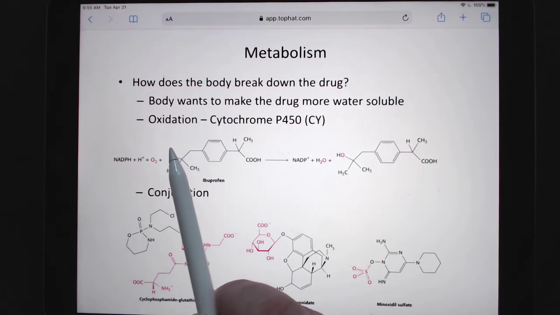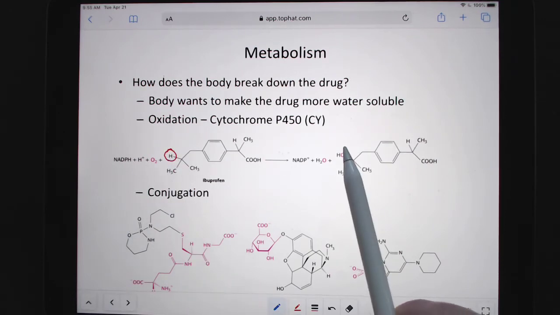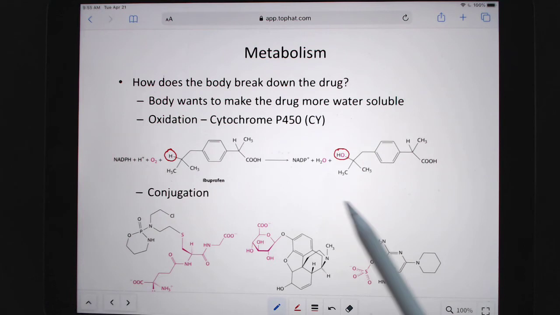Here what we're doing is taking this H and turning it into an OH. Now, OHs are a lot more soluble; alcohols are a lot more soluble than alkanes. So now we've made this compound a little bit more soluble. If it's more soluble, then we can get rid of it.